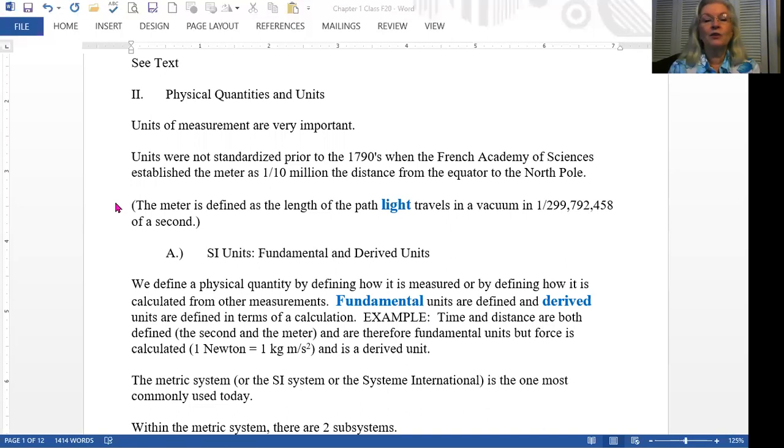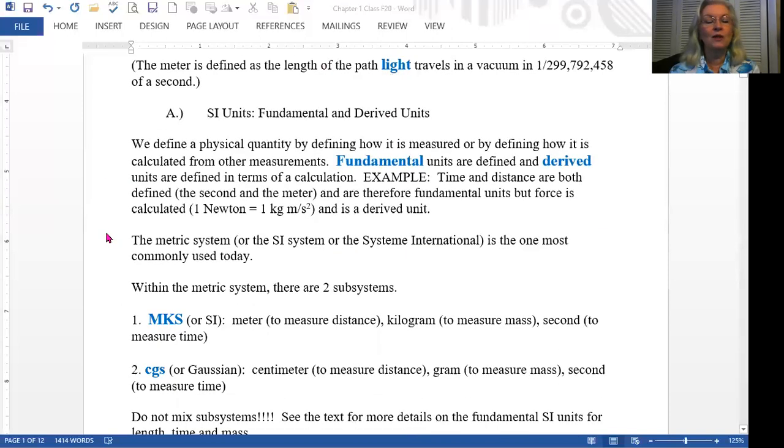But with the French Revolution, there was a push to standardize measurements. And we started out with a distance measurement defined as the meter, and it is 1/10,000th the distance from the equator to the North Pole. Well, we don't usually define it that way anymore. That was an initial definition of it. But now we define it in terms of the length that a path of light is going to travel in a vacuum in a teeny tiny fraction of a second. So in our class, we will predominantly use the metric system, which is sometimes called the SI system.